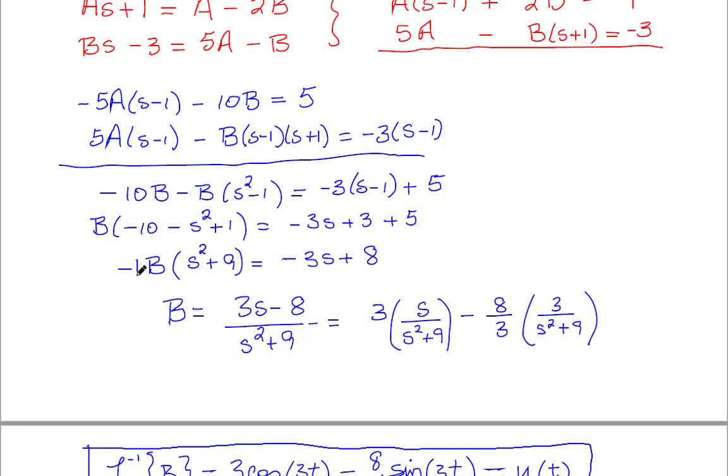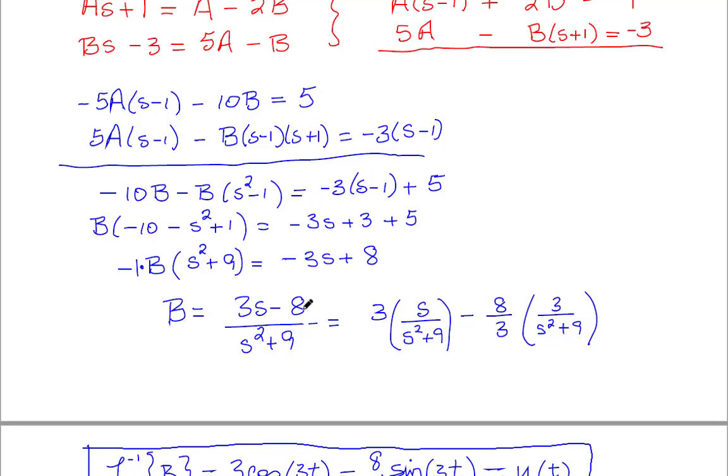I'm just going to write it as a minus 1 so we don't forget. On the right, I've got a minus 3s plus 3 plus 5. 3 and 5 is 8. Alright, so let's see. At that point, I'm going to multiply through by negative 1, making me a 3 and a minus 8, and then divide by s squared plus 9.